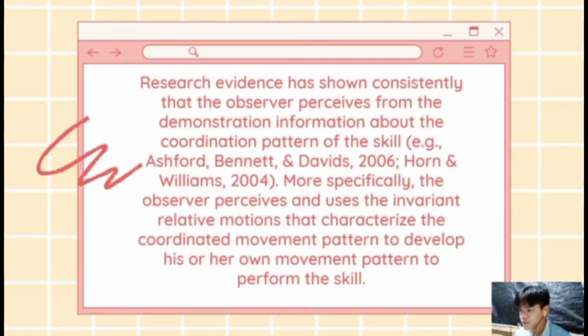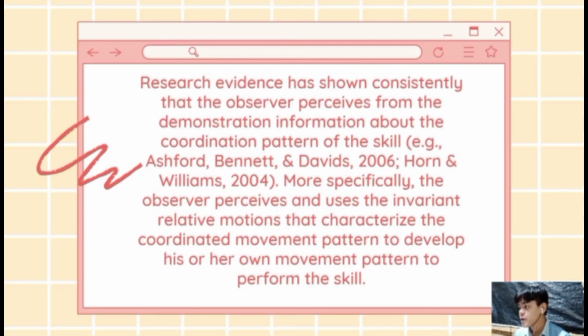Okay, let's continue. Research evidence has shown consistently that the observer perceives from the demonstration information about the coordination pattern of the skill. That's according to Ashford, Bennett, and Davids of 2006, and Horn and Williams of 2004. More specifically, the observer perceives and uses the invariant relative motions that characterize the coordinated movement pattern to develop his or her own movement pattern to perform the skill.